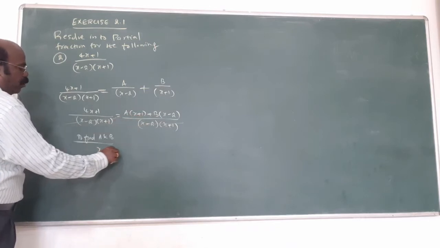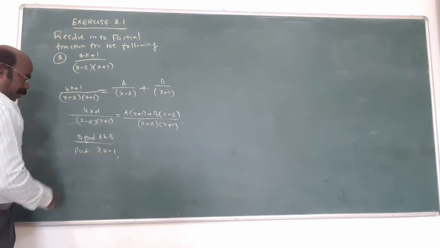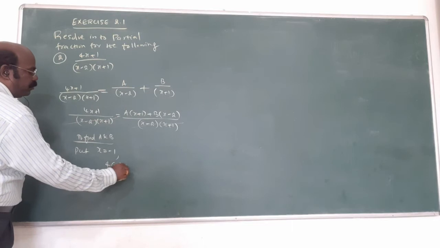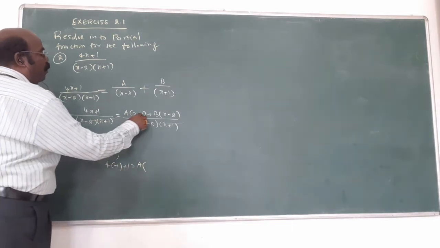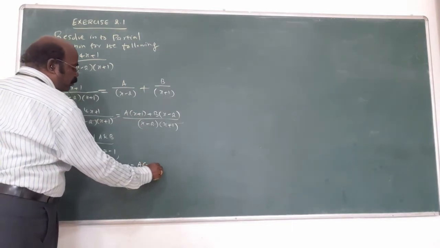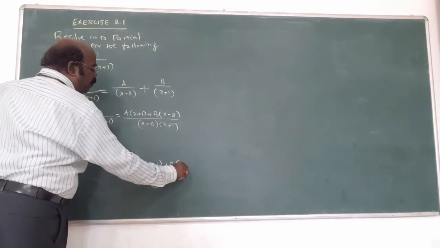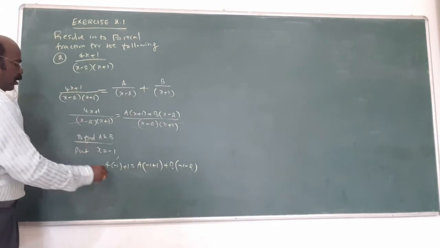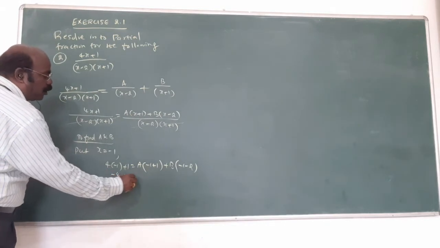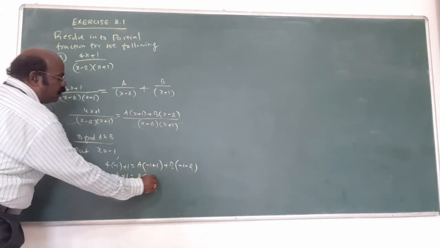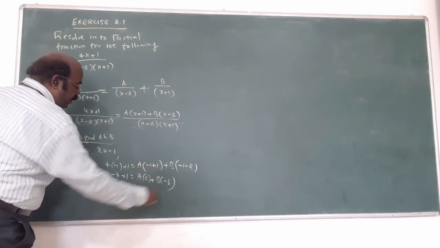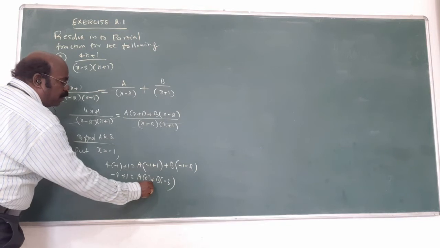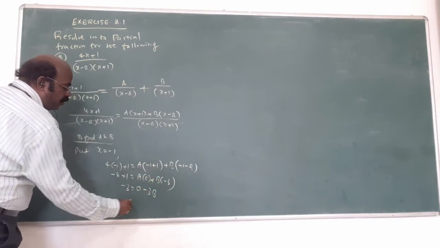Change the sign, put x equal to minus 1. In the left hand side, 4 into minus 1 plus 1. In the right hand side, A into minus 1 plus 1 plus B into minus 1 minus 2. Replace x by minus 1 everywhere. Now simplify: minus 4 plus 1 equals A into 0, then B into minus 3. This is 0, so we get minus 3 equals minus 3B, and we want B.